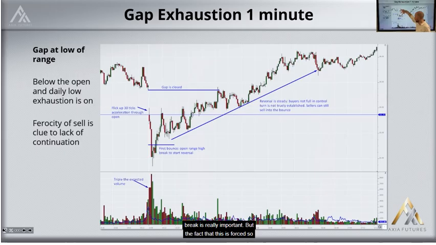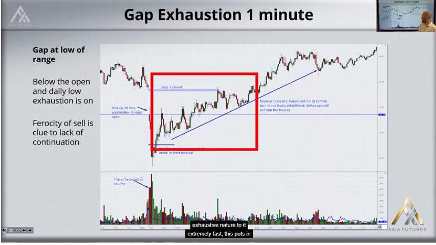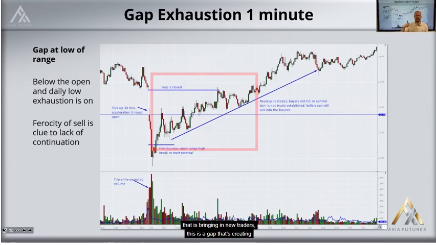But the fact that this has forced so many positions out, and you see this in the order flow, it has this exhaustive nature to it. Extremely fast. This puts in around about a 200 tick drop in the first 3 minutes. That's a very, very large move for oil. And so what that's showing you is that people are panicking now. This isn't a gap that is bringing in new traders. This is a gap that's creating panicky order flow.